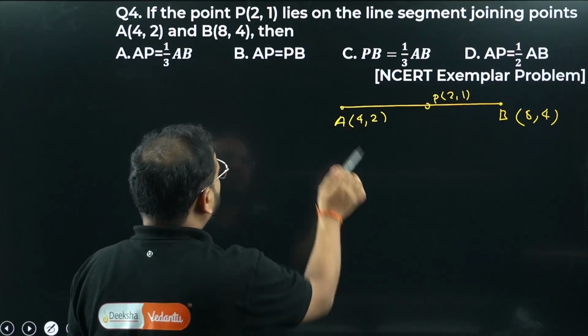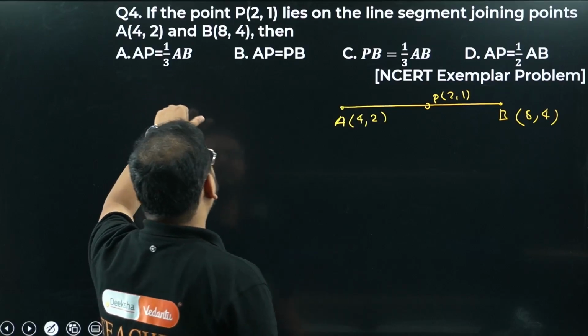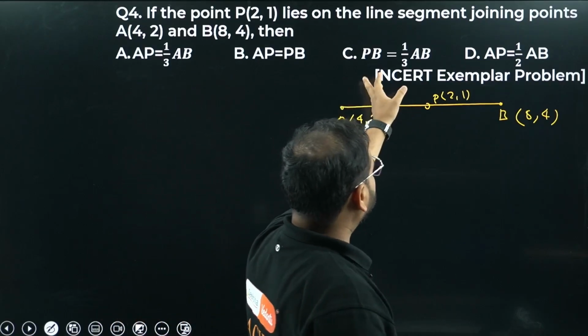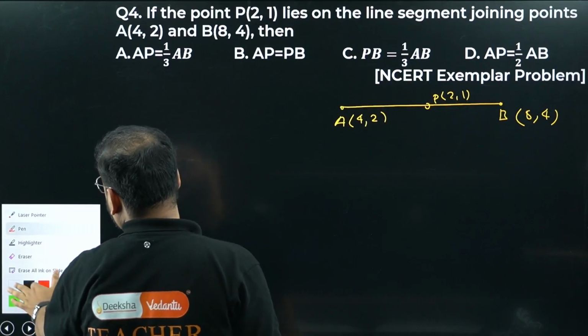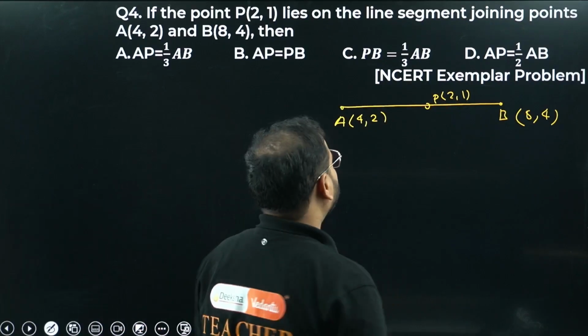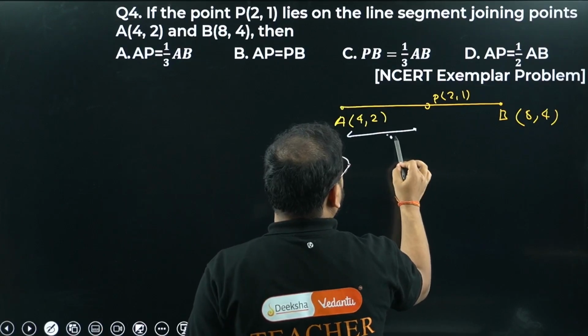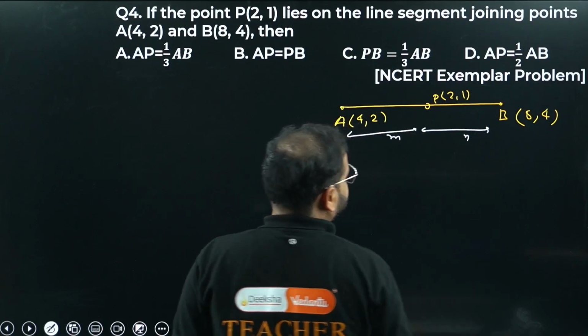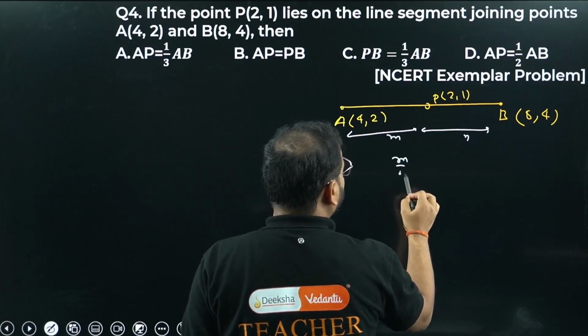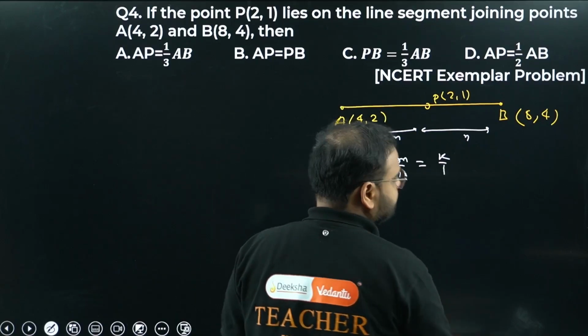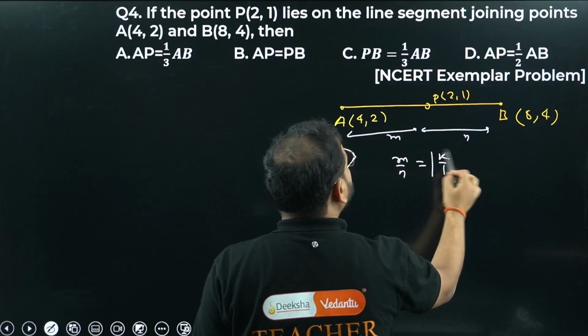Means we are looking for the ratio. You can see AP by AB, PB by AB, like that. Okay, we're looking for ratio only. So again, this is an exemplar problem. So basically we are looking for this ratio M to N. I said, when the ratio is unknown, take the ratio M by N to be K by 1. Take this, it'll be simpler for us.